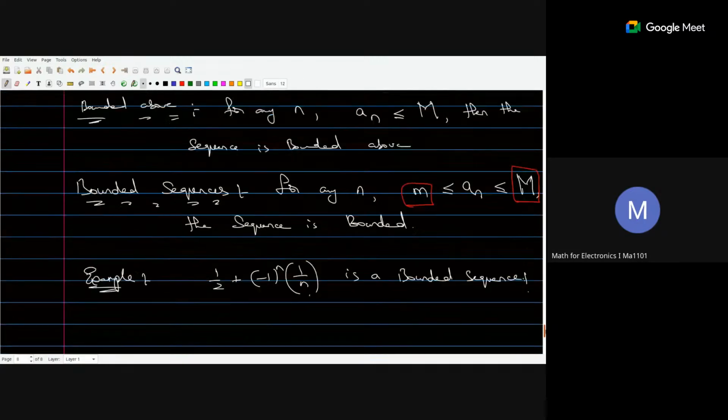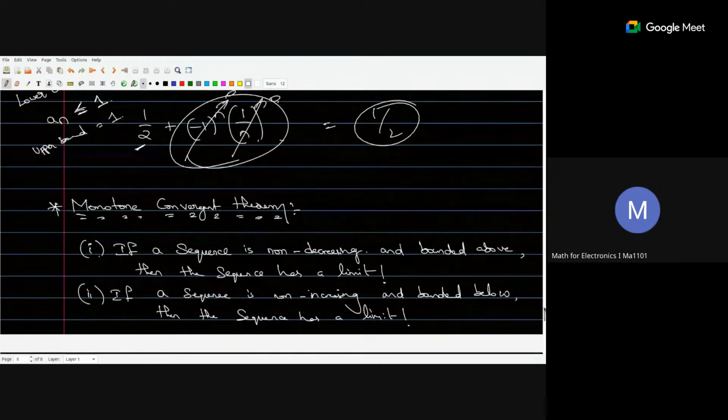So yeah, after knowing these things, let's go to this monotone convergence thing. What this is: if you have any sequence which is non-decreasing and bounded above. Non-decreasing means, on the number line, if my first term A1 is here, A2 should be to the right of A1. So A2 should either be at the same value as A1, or it should be to the right of A1.